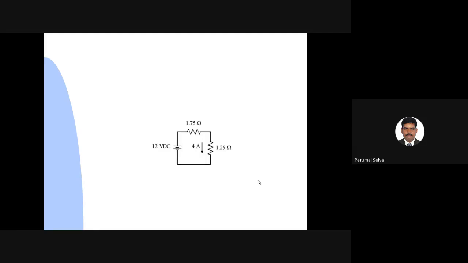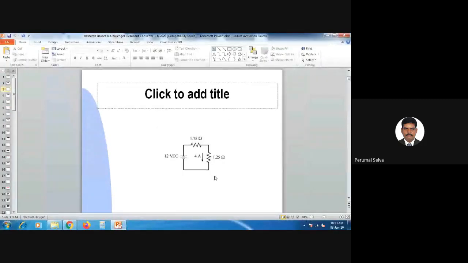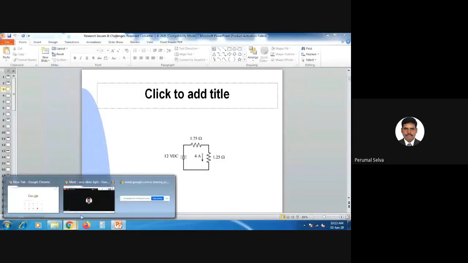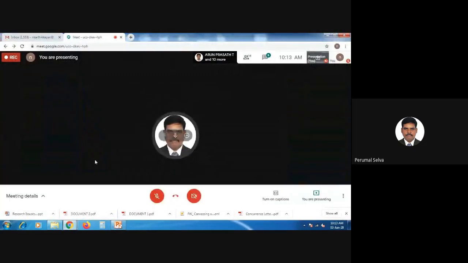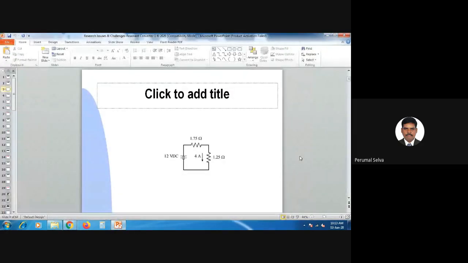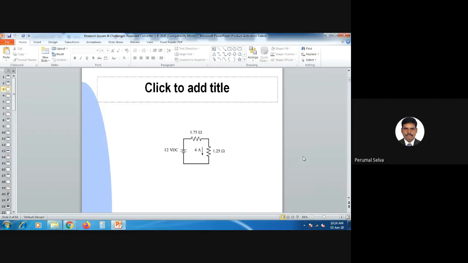So which results in an efficiency of only 20 divided by 48, so approximately 42%. The low efficiency is due to the power lost in the dropping resistor. So the dropping resistor is the source resistor 1.75 ohm. So I square R, so 4 square into 1.75, we get 28 watts, right? So more energy is lost in the delivery of the power than is absorbed by the load. So efficiency is the first problem, right?